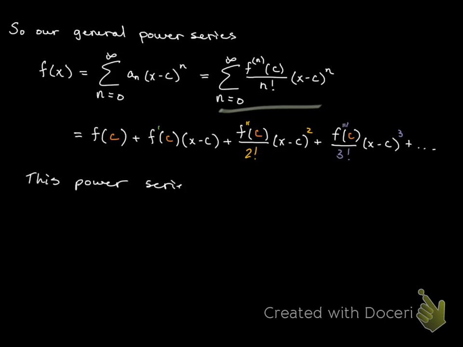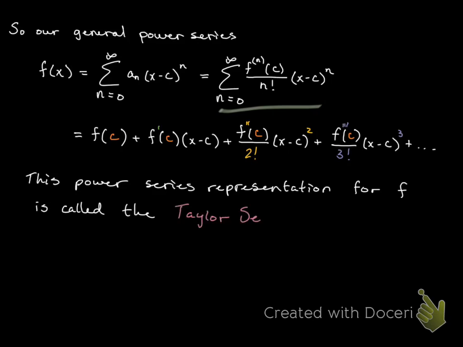This power series is what we call a representation for f of x. It's a representation for the function we have. It's called a Taylor series. The Taylor series, or TS, for f of x at x equals c. Okay, that's what it means to be a Taylor series. We're able to write the function. We're able to find those coefficients, those a sub n's, for the given function we have.